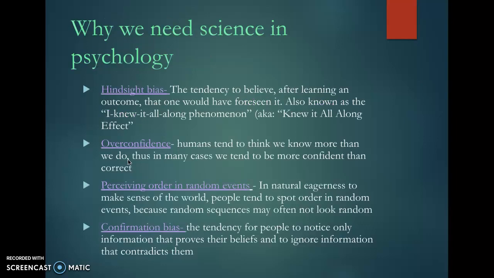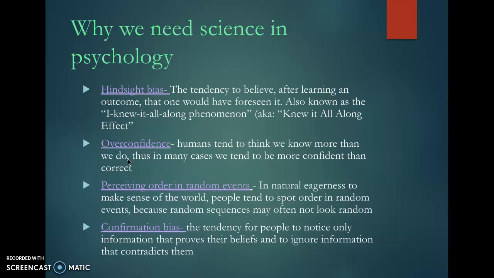All right, why do we need science and psychology? Hindsight bias: oh, I knew it all along. Sometimes it's called common sense. Oh, of course that would have happened. Well, you don't really know that. Overconfidence: humans tend to think we know more than we do, or that we're just better at certain things. It's just trying to bring us back down to earth a little bit.